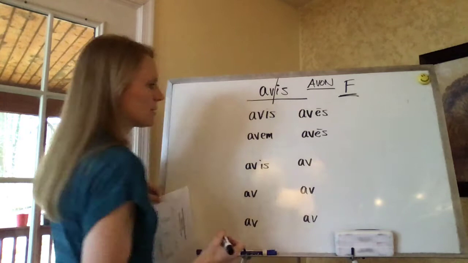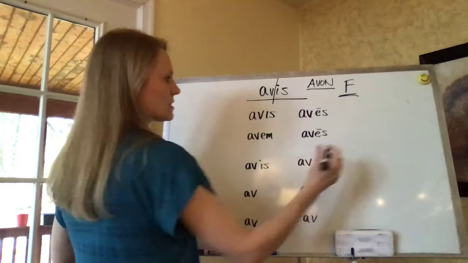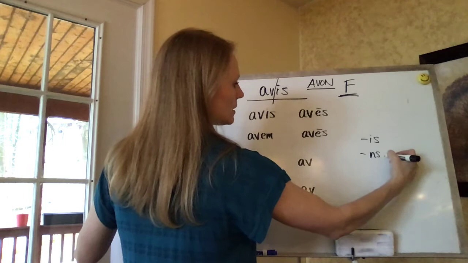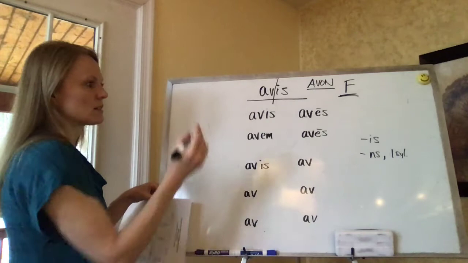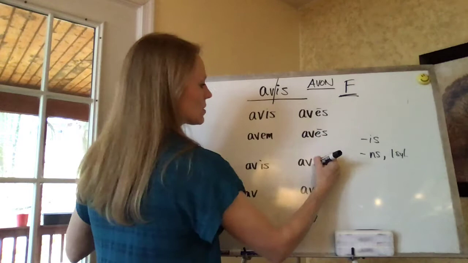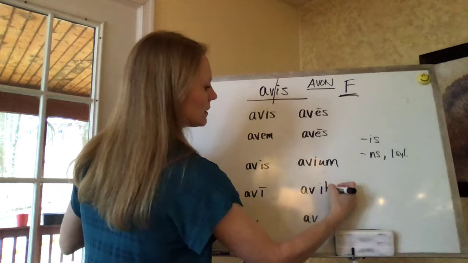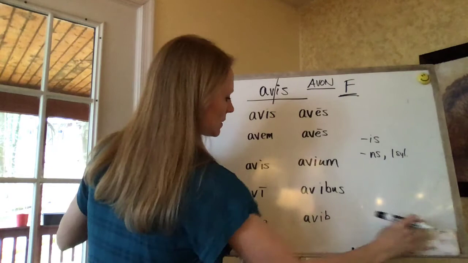Now we get to the tricky one. What was our rule for this? It had to end in is, or a double consonant, and be one syllable. Does it meet either of those requirements? It does, it ends in that is. So this one is going to be avium, avi, avibis. Now we're just filling in the endings: ibis.